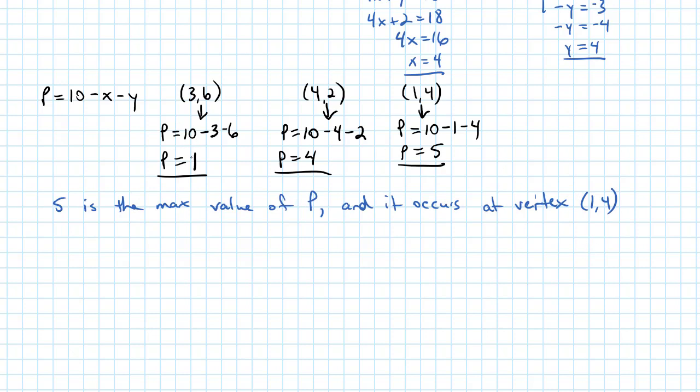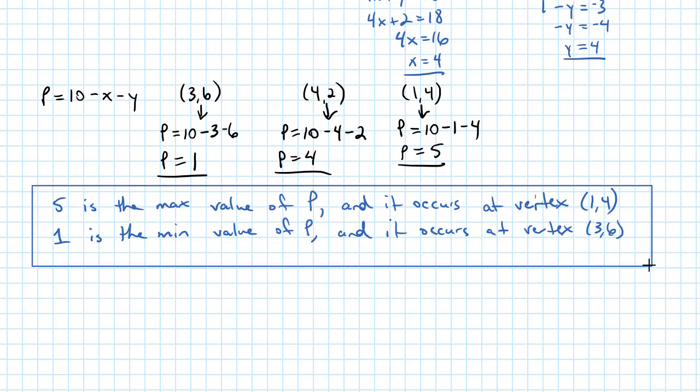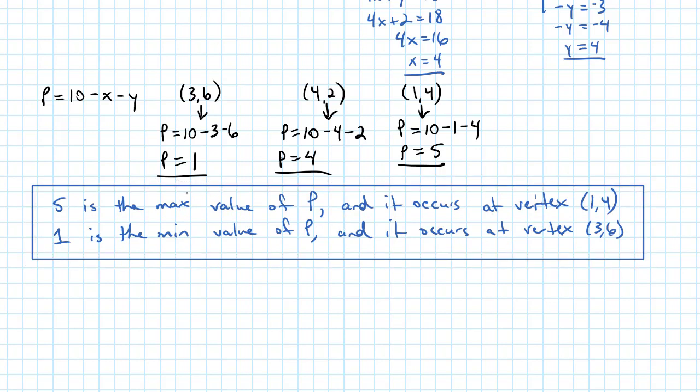And then we can also see that 1 is the minimum value of the objective function, and it occurs at the vertex 3, 6. And that is how you might answer that question. Now, the problem didn't specifically ask us to name where you attain the max and min values. So you might just say 5 is the max and 1 is the min. That'd be totally fine with the way the instructions were worded here. But it doesn't hurt to be more precise, and that's what we've done here.